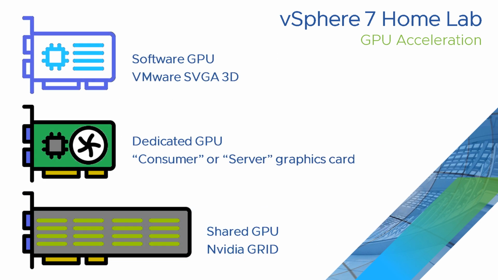So if we now go back to the first slide that we had, hopefully this looks a little bit more understandable or less scary than it did to begin with. Essentially back to those three different types: software, dedicated and shared. They are the three main types of GPU acceleration available in vSphere.